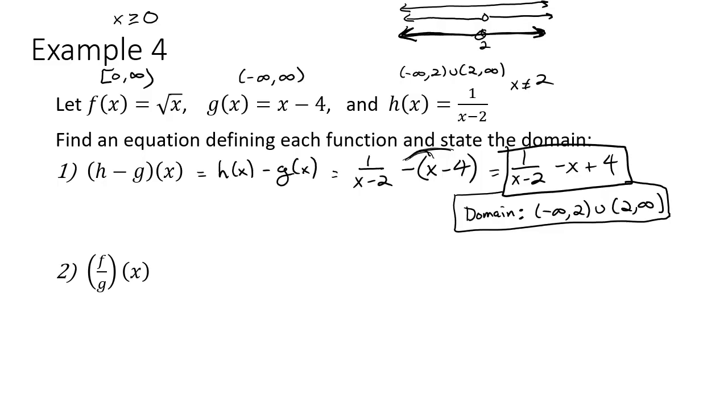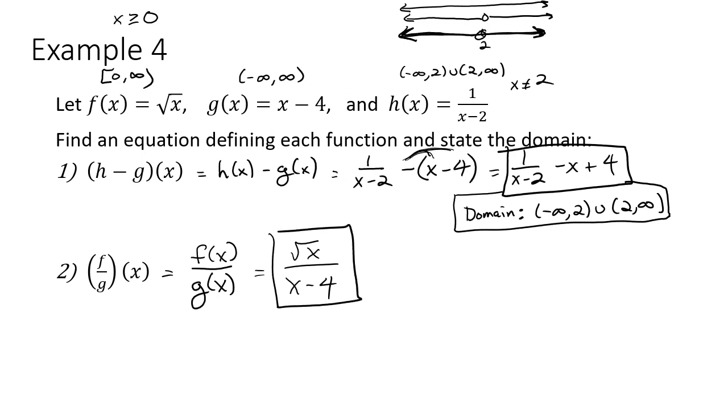So in part 2, let's try f divided by g of x. Well, by definition, f over g of x is just f of x over g of x. And again, we're just plugging in the functions themselves. So f of x would be square root of x. This is divided by g of x, which would be x minus 4. So that's the combination. This is the new function, f over g.